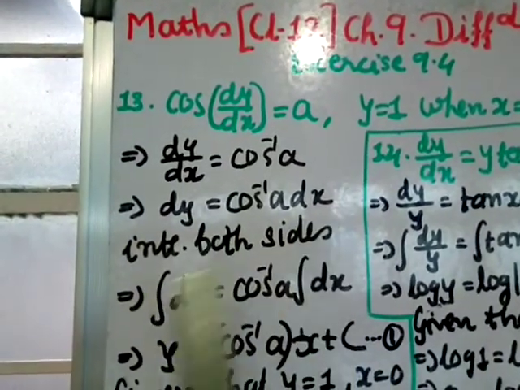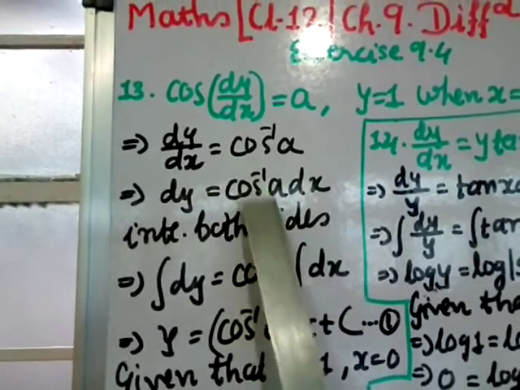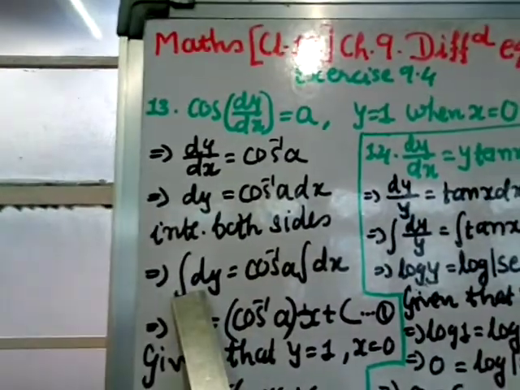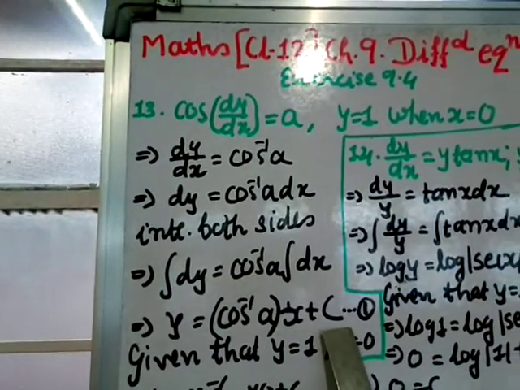Now integrate on both the sides. So here it gives you integral dy = cos inverse a integral dx. Cos inverse a is constant, so no integrating. Integral of dy is y and of dx is x. This cos inverse a as it is, plus constant c.